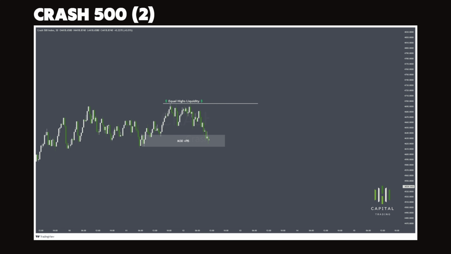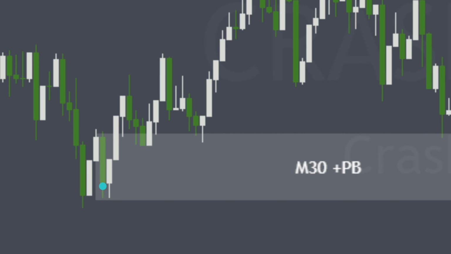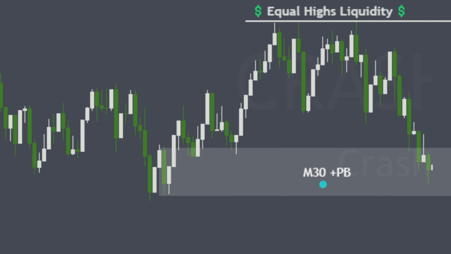And then the second example, we had 1, 2, 3 equal or relatively equal highs being formed here, and then price did drop into the last up close candle after testing the bearish order block, the bullish order block, and now it becomes our bullish propulsion block, right?